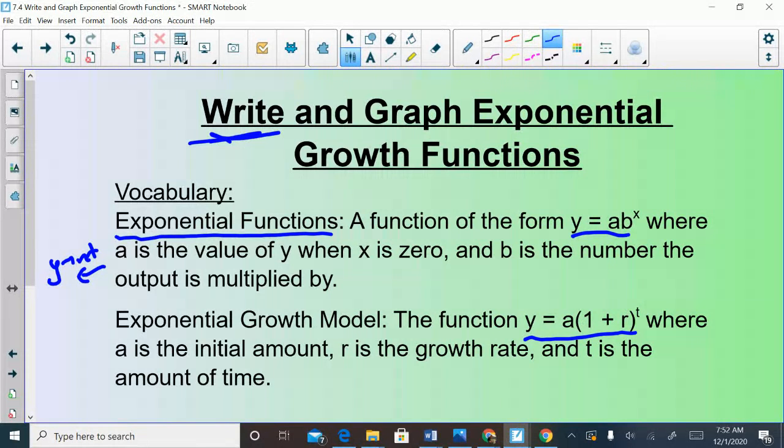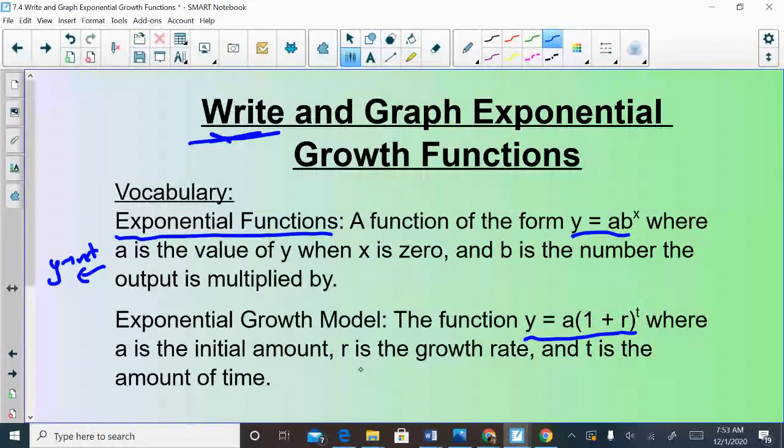A is going to be the initial amount. So what do we start with? R is going to be how much it's growing. In the problem it's going to say it's growing by 8%, it's growing by 10%, it's growing by 30%, something like that. And that's going to be r.